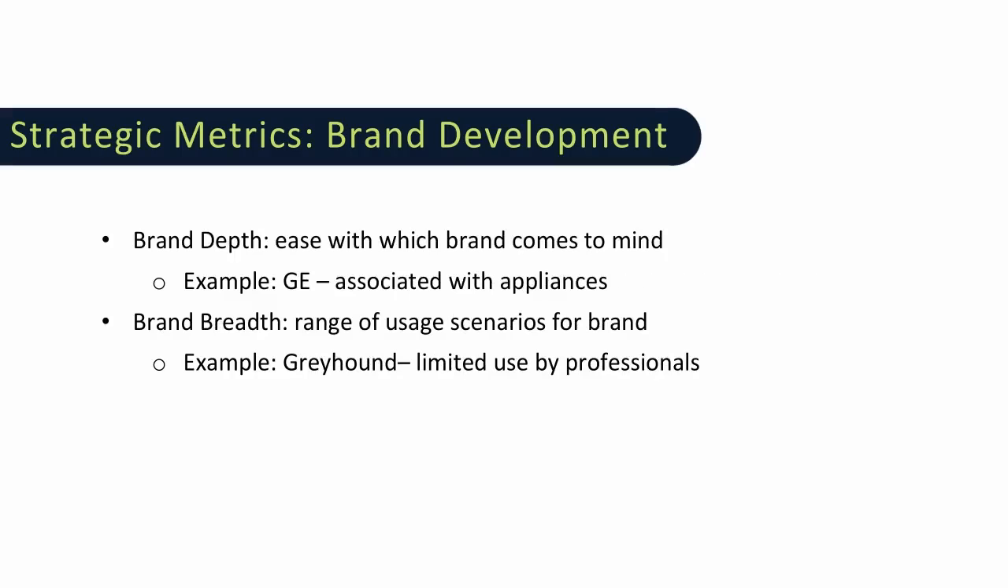In addition to recognition and recall, we have depth and breadth. Depth is defined as the ease with which a brand comes to mind. For example, many people think of General Electric or GE when thinking of home appliances. Breadth is defined as the range of usage scenarios for a brand. For example, bus operator Greyhound has a familiar brand and so has good depth. But many professionals do not use it because they don't see it as a viable option for cross-country travel, preferring instead to fly, so therefore it has low breadth.